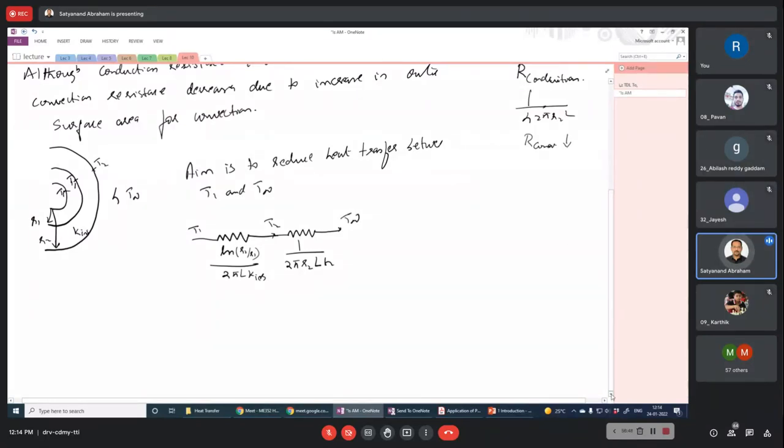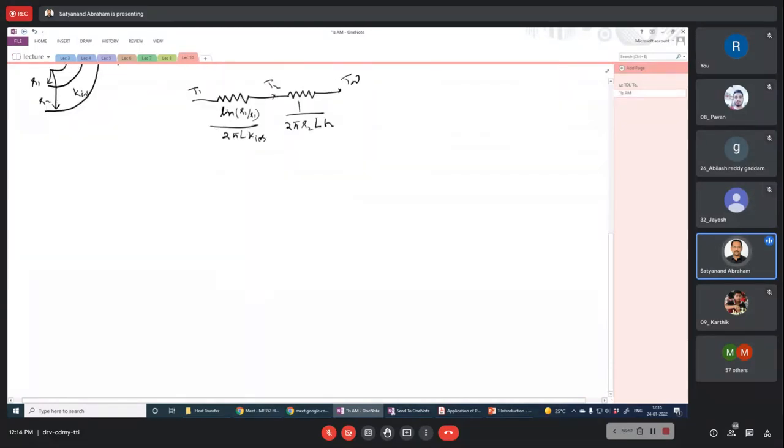So now we are going to see at what point. Here what we are saying is Q is equal to T1 minus T infinity divided by, for unit length, that means L is equal to 1, we can write ln R2 by R1 divided by 2 pi K insulation plus 1 by 2 pi R2 into H.